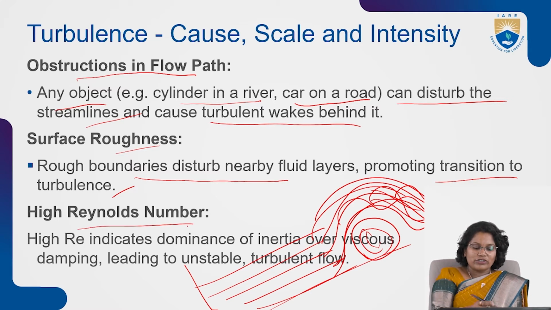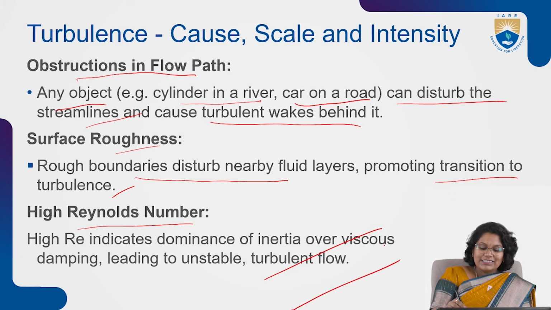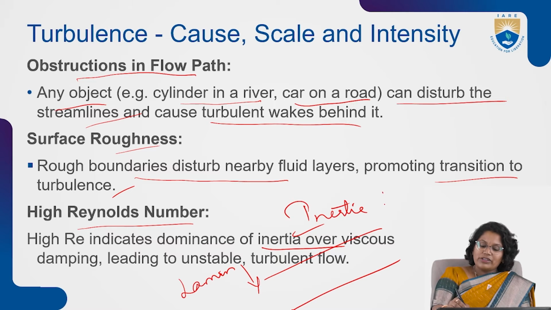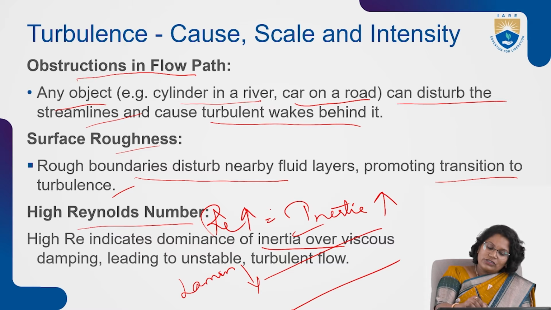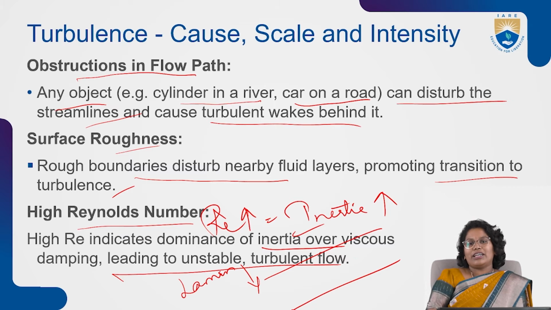Then, high Reynolds number. If there is a high Reynolds number, the flow is turbulent. And if the Reynolds number is less, then we say it is a laminar flow. Inertia force is very important. If inertia force is high, if your Reynolds number is also high, it is creating turbulence and leading to unstable turbulent flow.